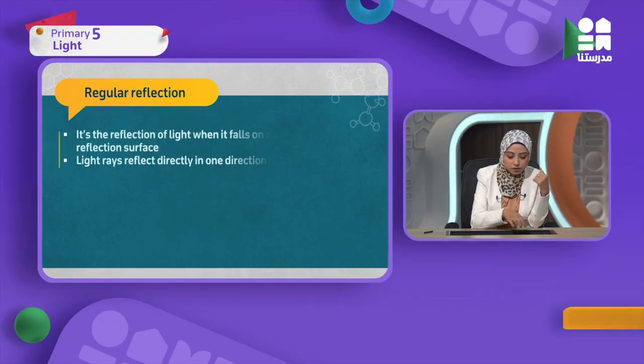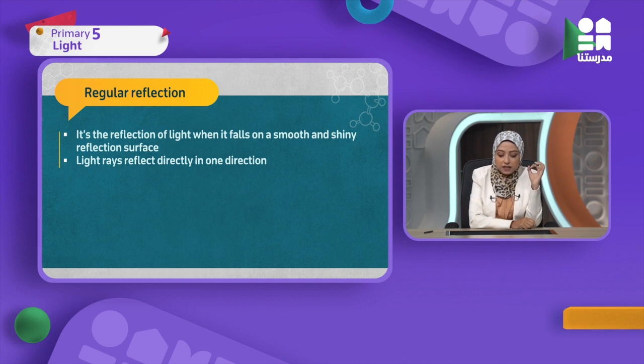طب تعالوا كده دلوقتي نشوف يعني إيه regular reflection. Definition of the regular reflection: it's the reflection of light when it falls on a smooth and shiny reflection surface, and the light rays reflected directly in one direction. زي ما شفنا في الفيديو، في ال regular reflection بيحصل reflection ولكن كله in one direction. ليه؟ لأنه على smooth surface.